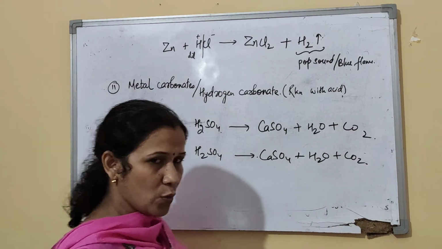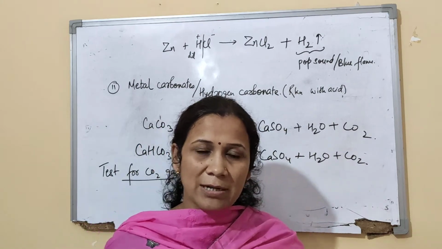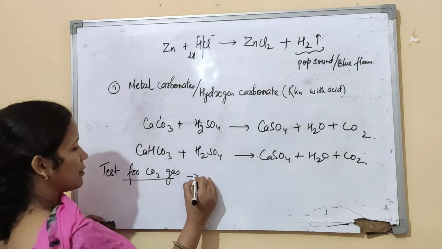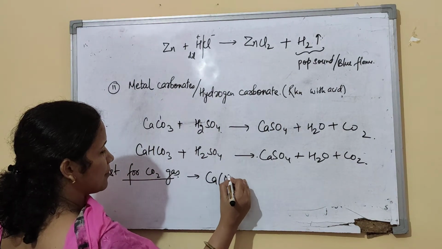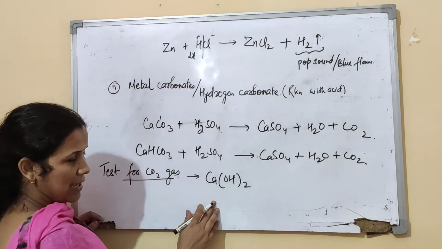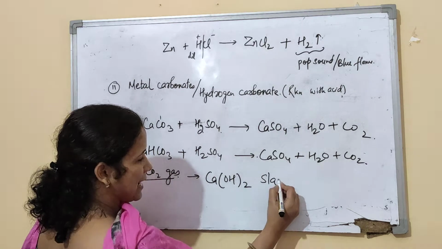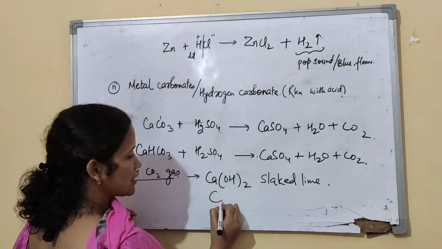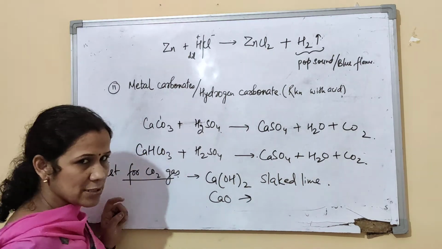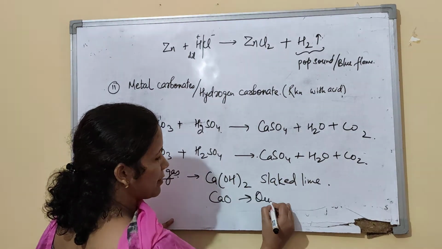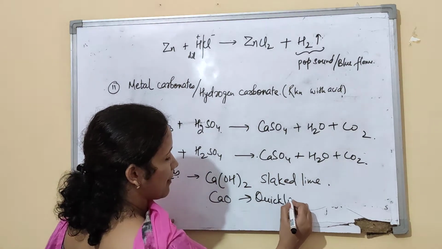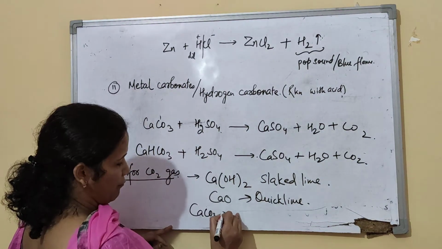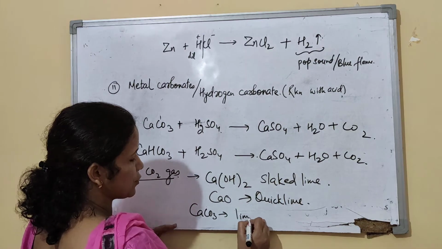But before we know about carbon dioxide gas and how it reacts, you should know three things. The formula Ca(OH)2, what we call this, is known as slaked lime. CaO, what do we call it? We call it quicklime. And I hope you know the name for CaCO3. We call it limestone.